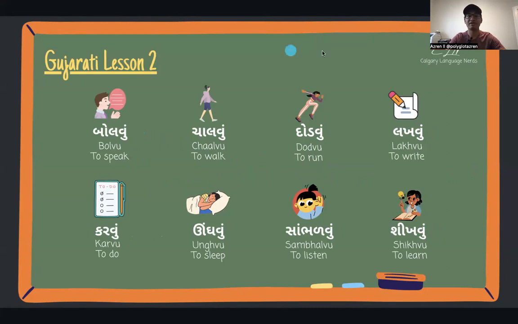I'll point out a couple of fun facts. Number 1, you'll notice all verbs in Gujarati, they all end in vu. Right? Chalvu, bolvu, dorvu, lakhvu, karvu, ungvu, sambharvu, shikvu. Right? They all end in vu. When we actually use these verbs in sentences, more often than not, these vus are going to disappear. Okay, they're going to disappear, and they're going to be replaced by other sounds or other letters. We'll look at that momentarily.